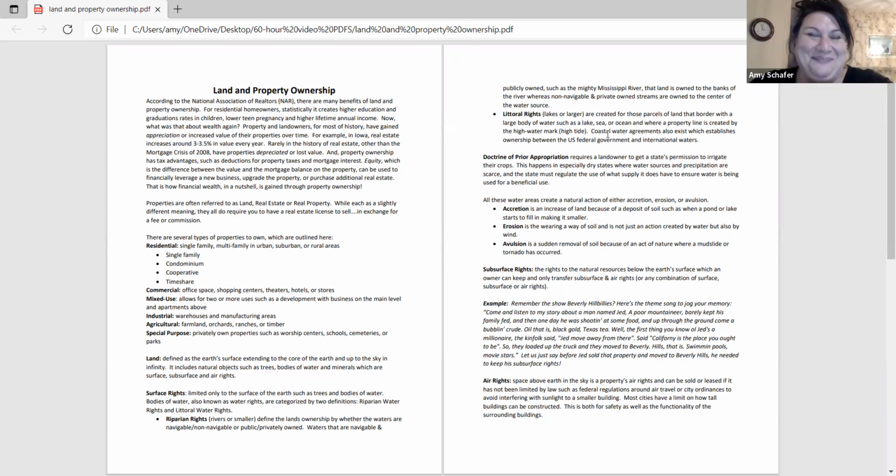I'll say it one more time in my defense. Riparian rights are rivers or smaller. Littoral rights are lakes or larger. So riparian rights, what the real difference for you is going to be whether it is a navigable river or not. And here's going to be the difference.